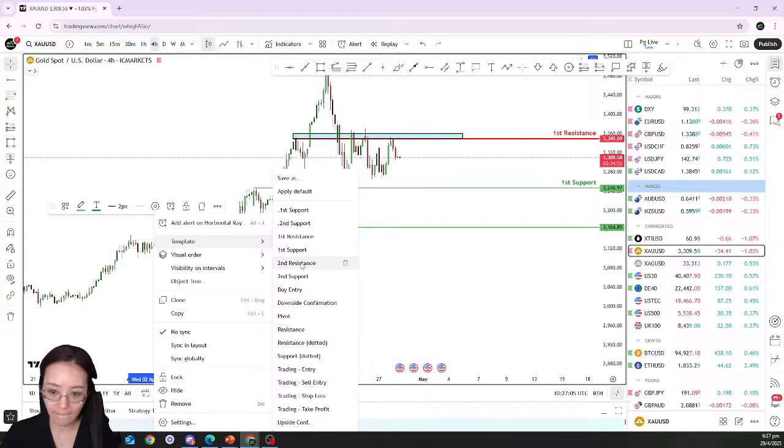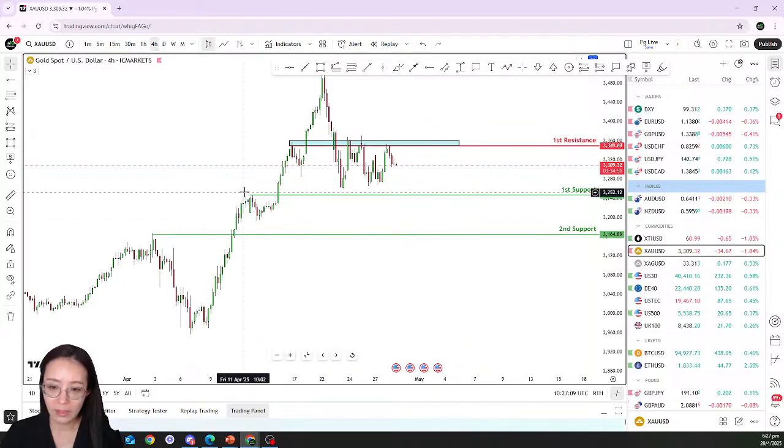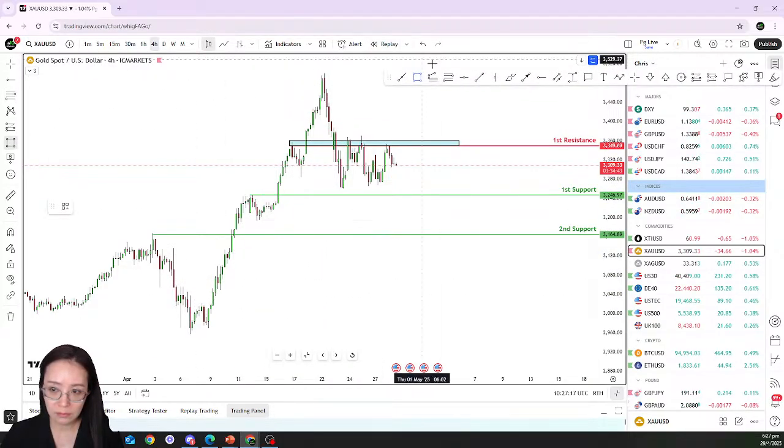Okay, this is the second support. At this level and this level, there is a 50% and 61.8% fib. Okay, this level.